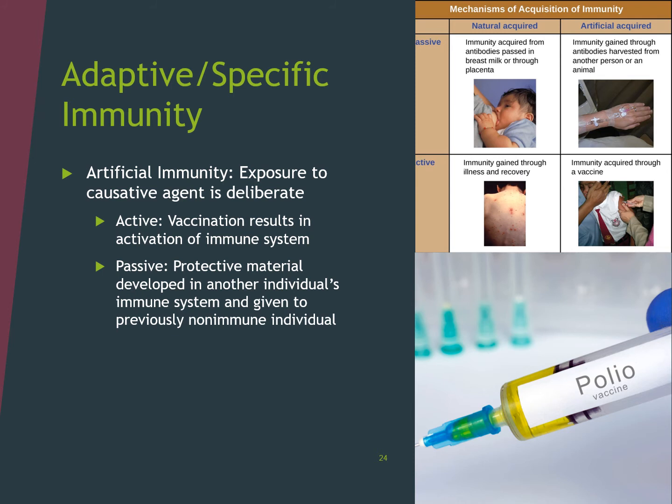So remember, artificial immunity means that we are exposing ourselves to it on purpose. Actively means our body has to go to work to develop those antibodies. Passively means we're just getting those antibodies and our body doesn't have to do anything at all. It's just getting a gift.